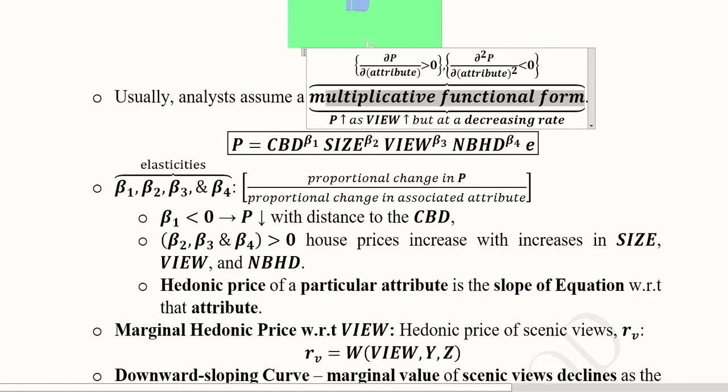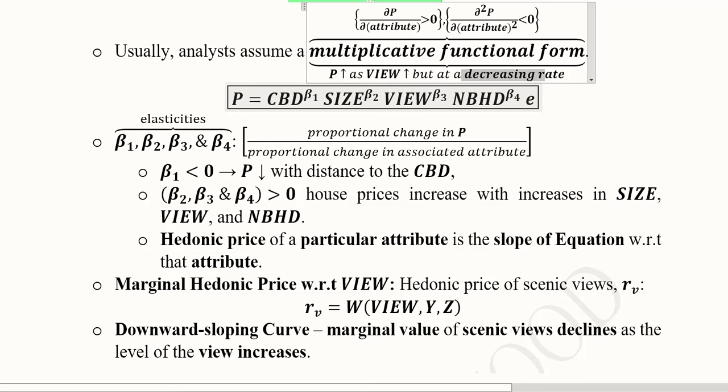And when we do this, we see that the first derivative with respect to the attributes is positive, and the second derivative with respect to the attributes is negative, which means that as the attribute increases, the price will increase, but at a decreasing rate. You will see this in the diagram as well. So now we express the function in the equation form, which is in multiplicative functional form. This is the error term.